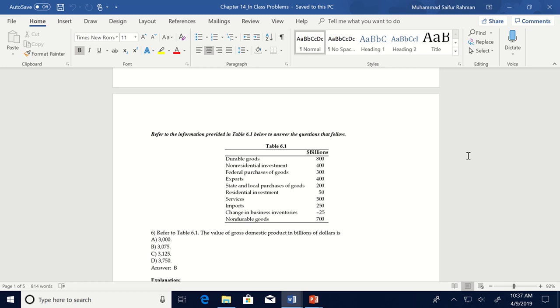For example, notice that durable goods is part of C, non-durable goods is part of C, services are part of C. So, you have to add these three to get C. Yes, please.